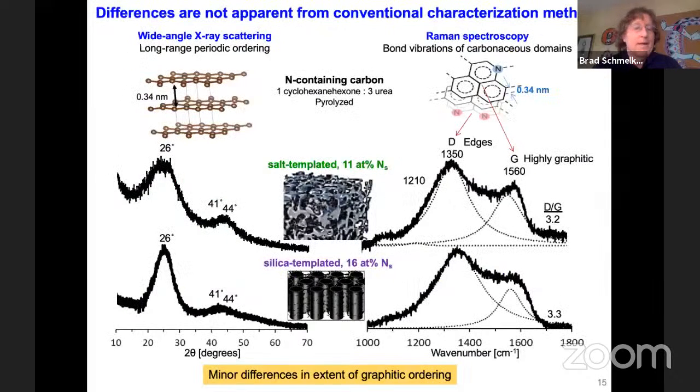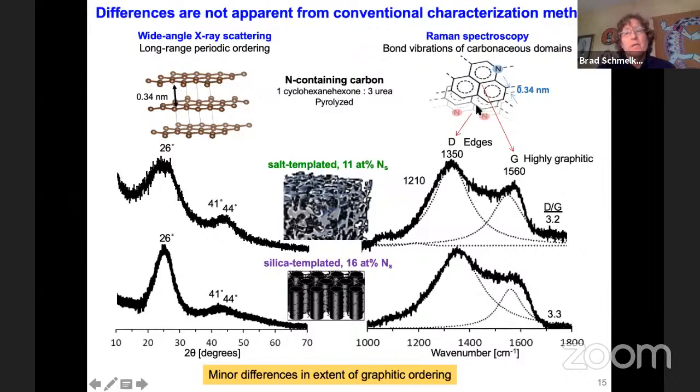If we look at X-ray diffraction on the left, we have broad reflections at 26 degrees, and these other ones at around 41 and 44 degrees. And these are consistent with the graphitic long-range periodic order of graphitic sheets from these materials that we pyrolyze, and they're essentially the same for the two of them. They're very little different. If anything, the salt one is a little bit more disordered long range.